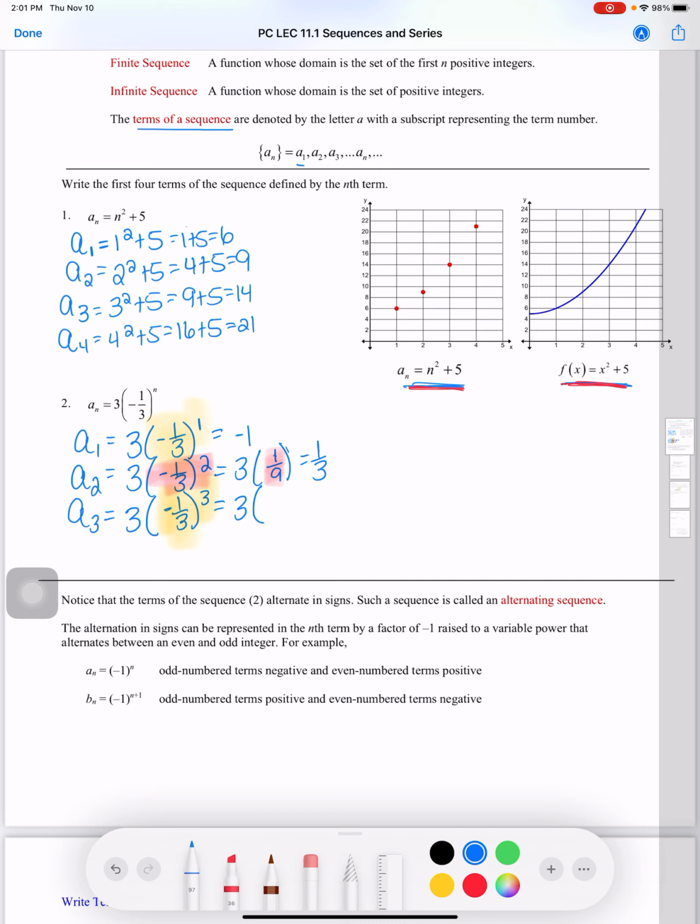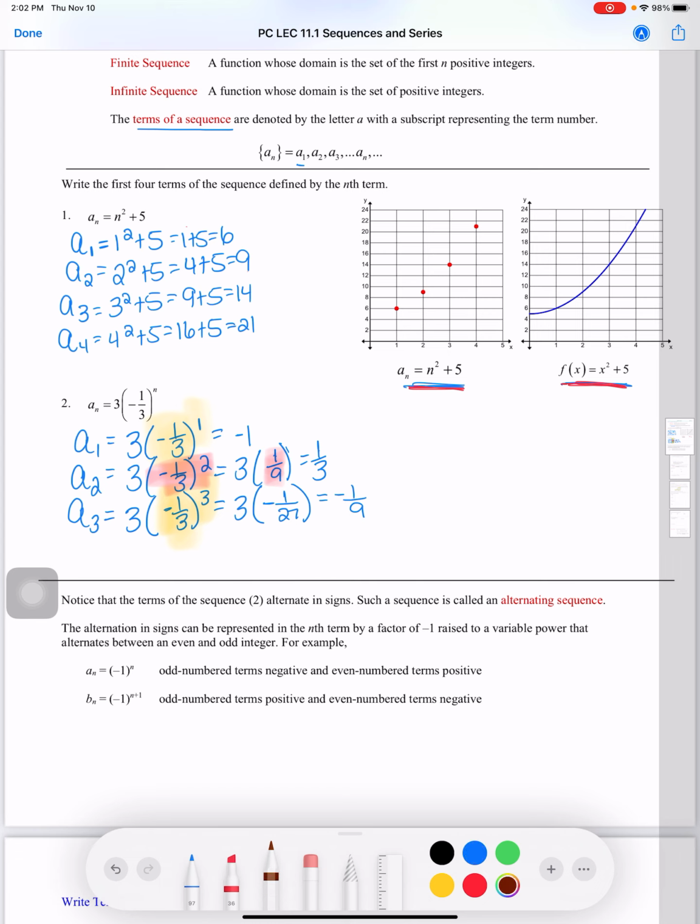So what I have there, I have that negative 1/3 cubed. That means that my answer there will be a negative. 3 times 3 is 9. 9 times 3 is 27. So that's negative 1/27. And if I simplify that, that gives me a negative 1/9.